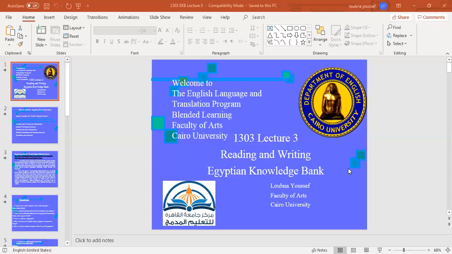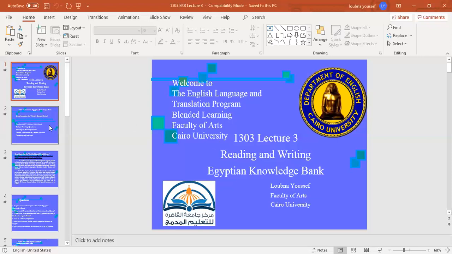Now, is it a bank where we deposit money? No. This is a bank where there is knowledge. Now, what nationality is this bank? This is a bank in Egypt. So it's an Egyptian knowledge bank. And it is very famous today as the EKB. E for Egypt, K for knowledge, B for bank.